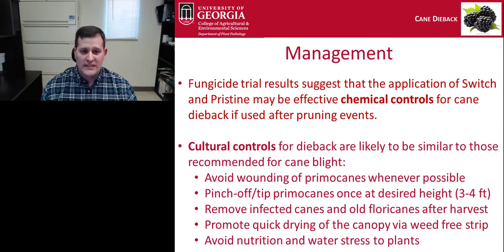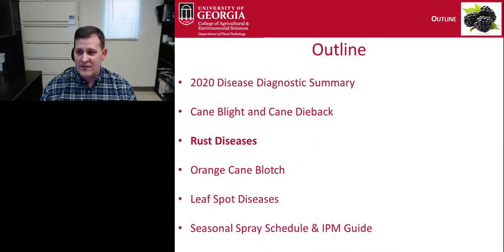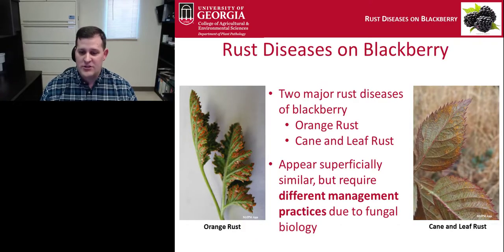Moving on to talk about rust diseases, we see a lot of cane and leaf rust in South Georgia, and that's shown in the picture on the right. But there is another major rust disease, and they look superficially similar. They're both rust diseases of blackberry, but they are actually quite different in terms of how you need to manage them. And this is due to the fact that the fungal organisms that cause them have different biologies.